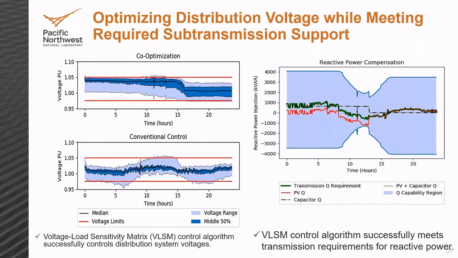So if you add the red line plus the dotted black line, you're able to meet the green line, which is a requirement from transmission. And once the capacitor bank switches off here, now the green and red lines are perfectly matching. So the response from distributed PV was very good and able to meet transmission requirements as needed, so the optimization on the distribution side was successfully performed. We call it here the VLSM control algorithm, or voltage load sensitivity matrix. I'm not going to dig into the math details behind that.